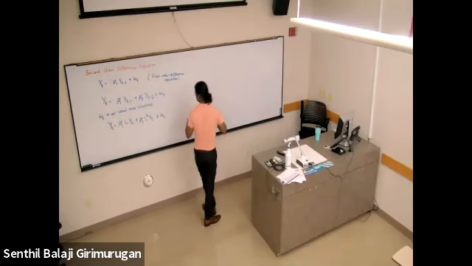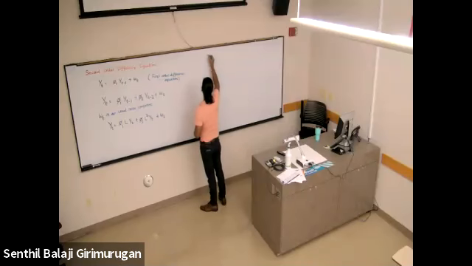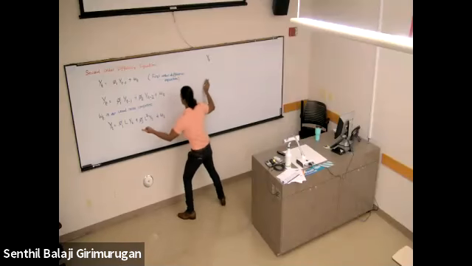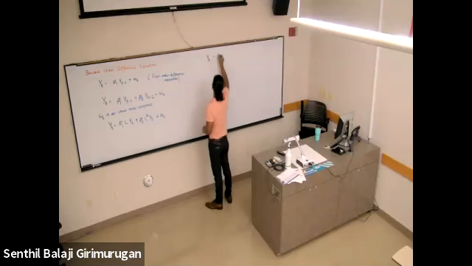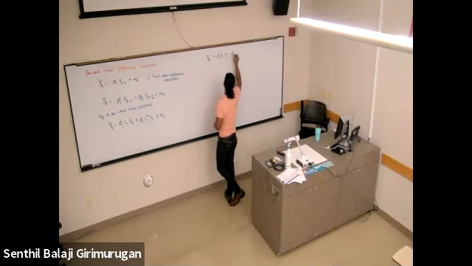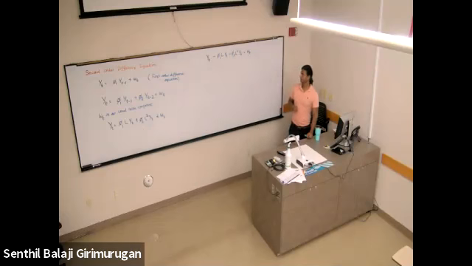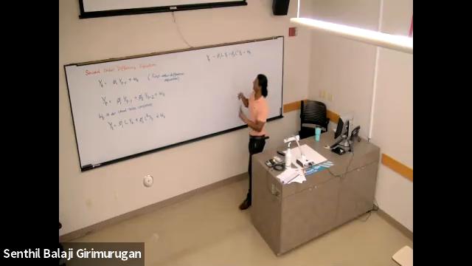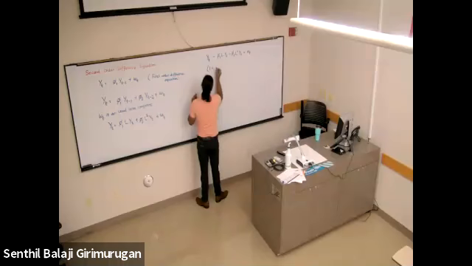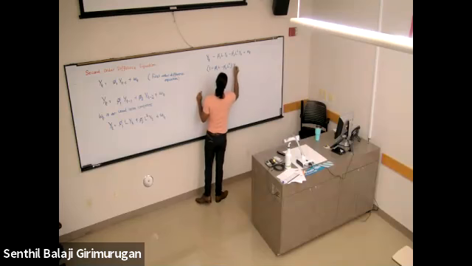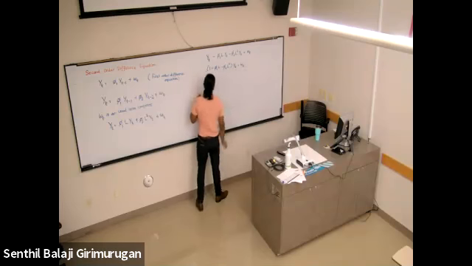So if I move those two to the other side, I have y_t minus phi 1 L y_t minus phi 2 L squared y_t equals w_t. Do we agree? Yes. And that would be 1 minus phi 1 L minus phi 2 L squared, multiplied by y_t, equals w_t.